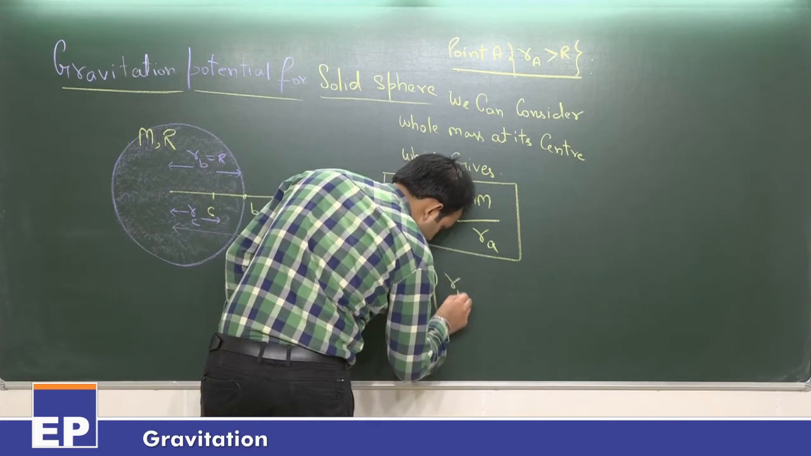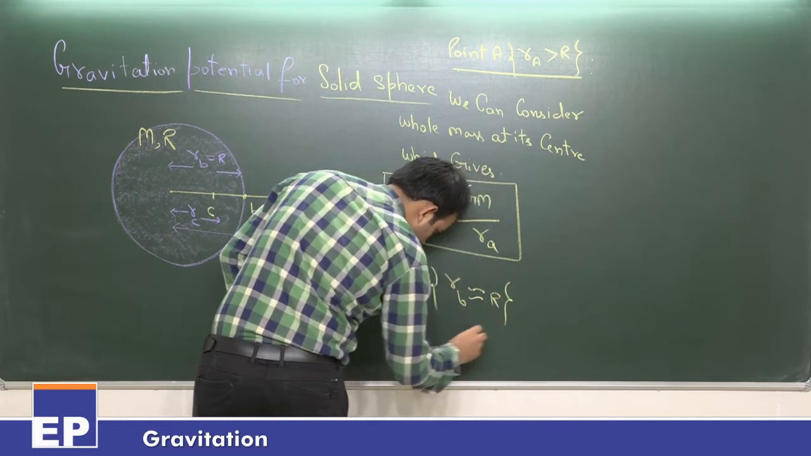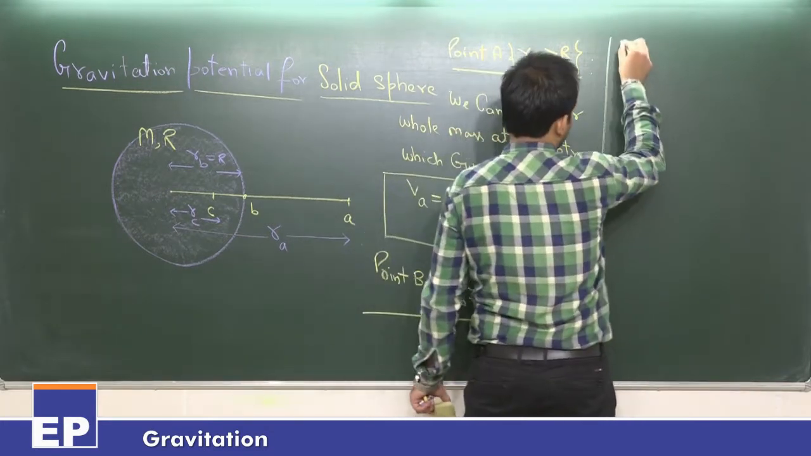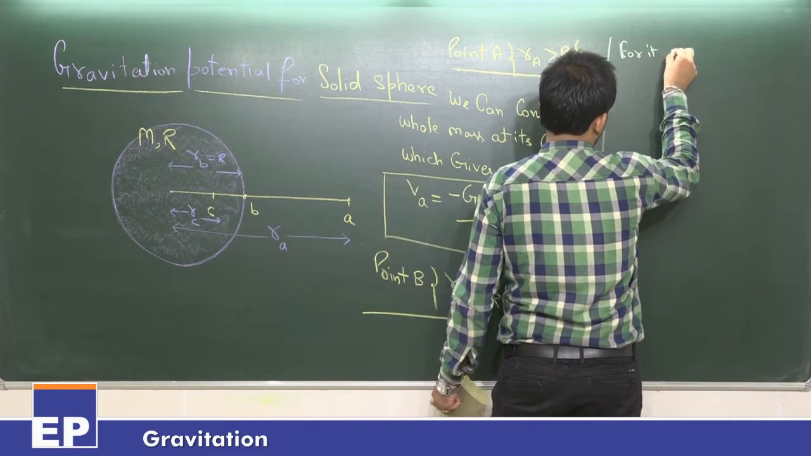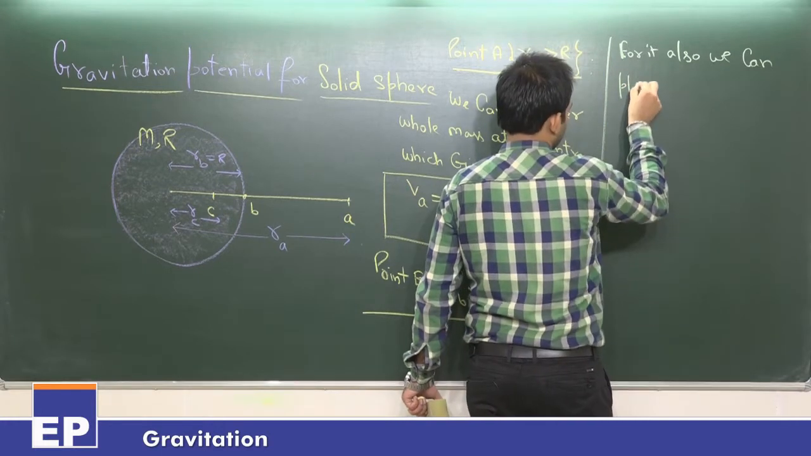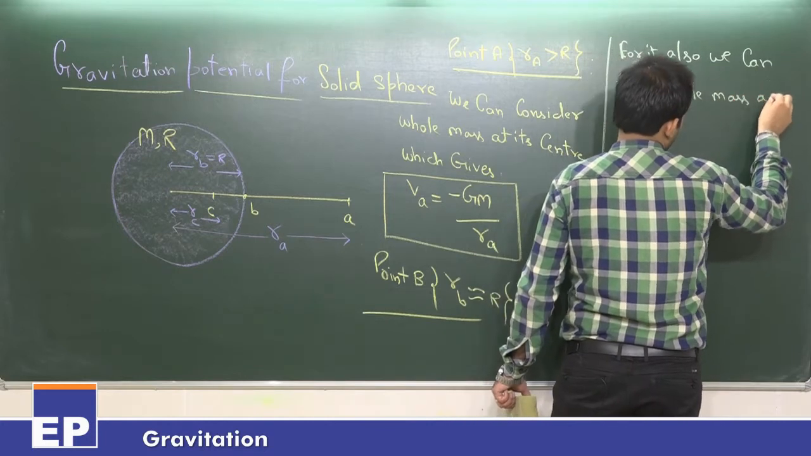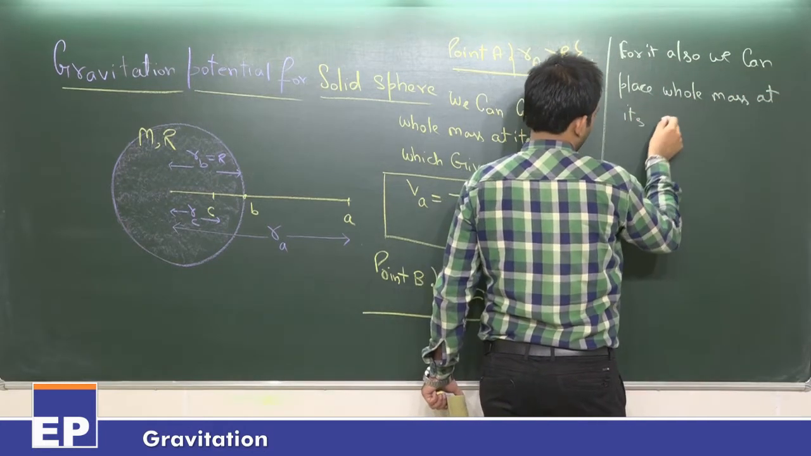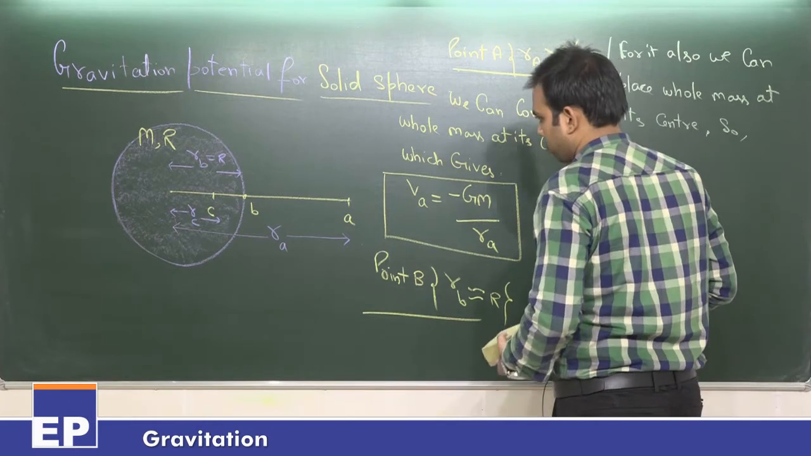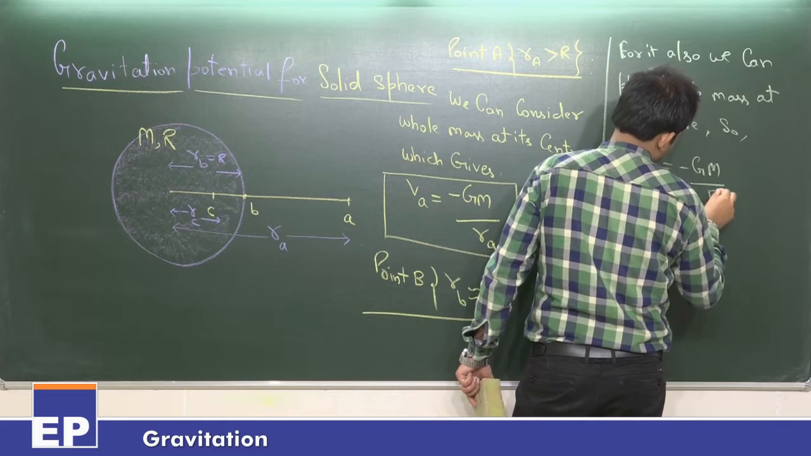Point B, that is RB is equal to R. So we can say this thing. For it also, we can place the whole mass at its center. So VB is also equal to minus GM by R.